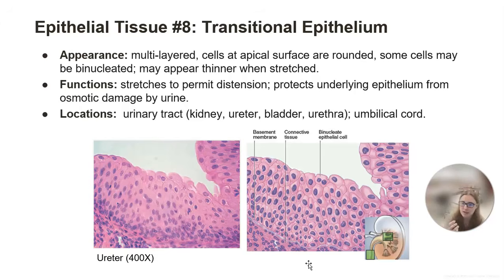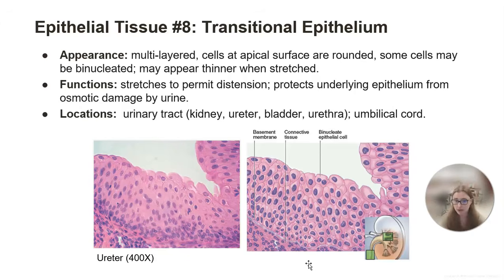So these cells need to have plasticity, meaning changeability, mutability in shape. Transitional epithelium is called transitional because it transitions from having cells that are really long and drawn out to kind of short and smushed. So the cells themselves transition in shape.